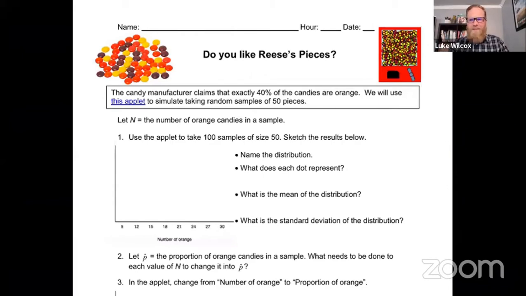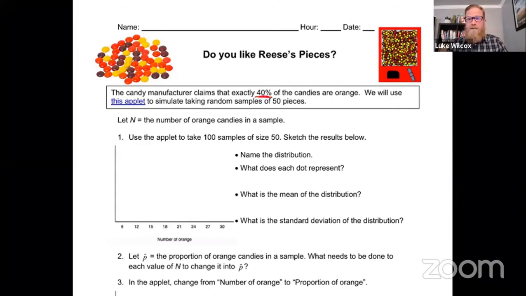Now, I'm not convinced that that's true, but I started to wonder about the distribution of the color of Reese's Pieces. And I looked it up, and it turns out that the candy manufacturer claims that 40% of the candies are orange. So they're not equally distributed, okay? So first of all, you can see we are in the world of proportions here.